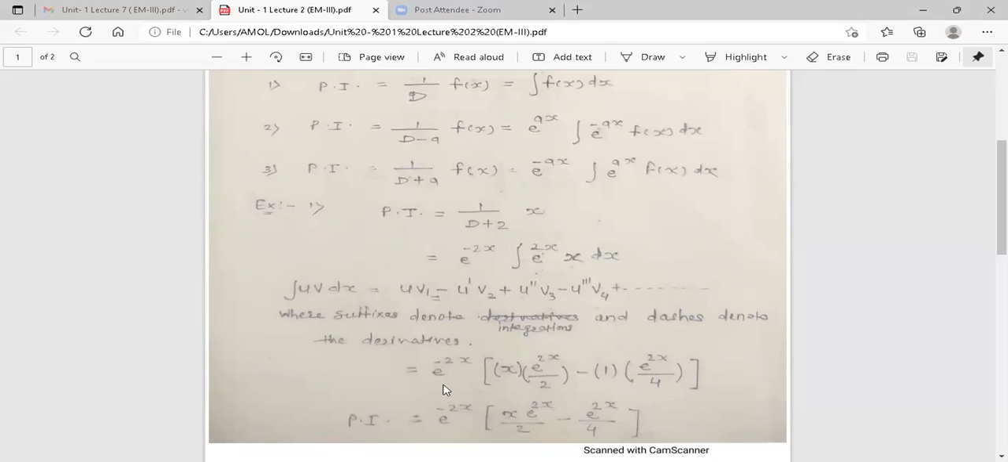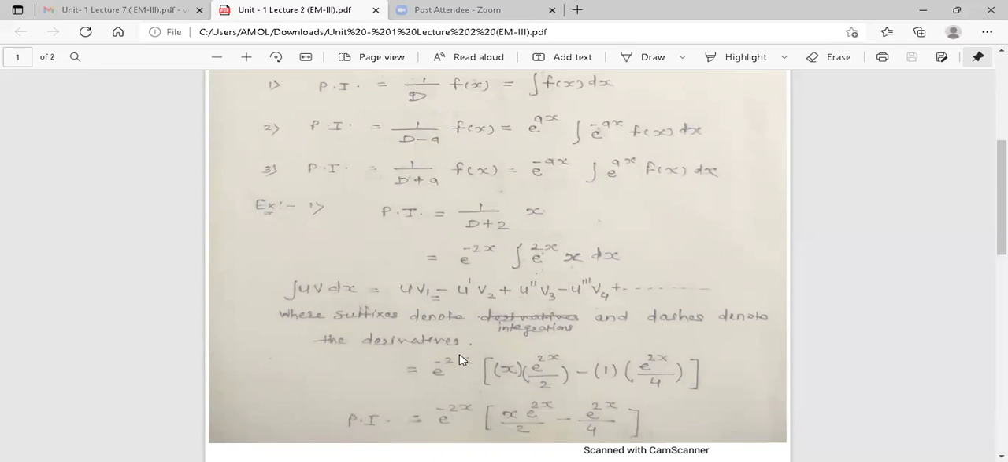Keep this e to the power minus 2x as it is. Now, what is u and what is v here? Choose u as the function whose derivative vanishes earlier as compared to the other function. Here, the derivative of x vanishes earlier as compared to the derivative of e to the power 2x. So choose x as u and choose e to the power 2x as v, and use this formula for integration of uv dx.